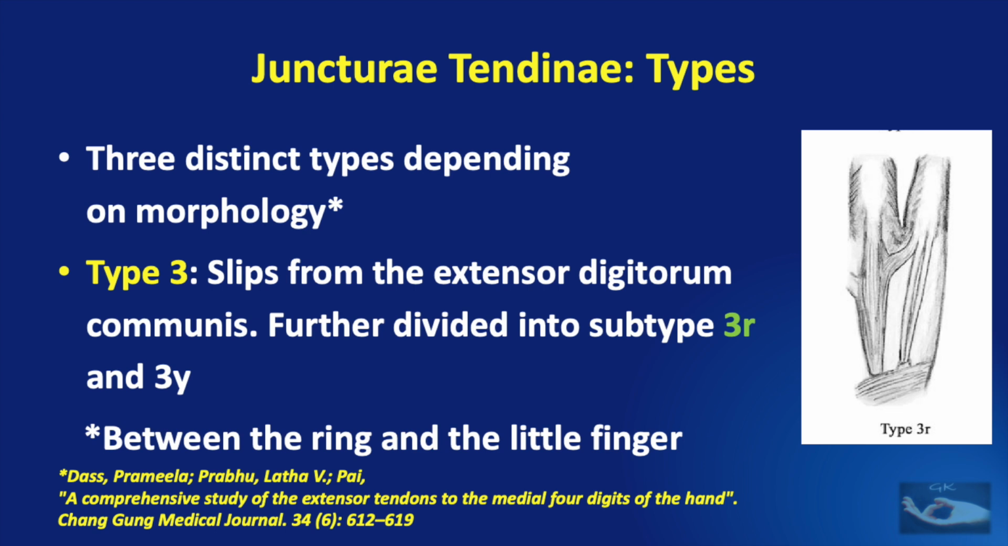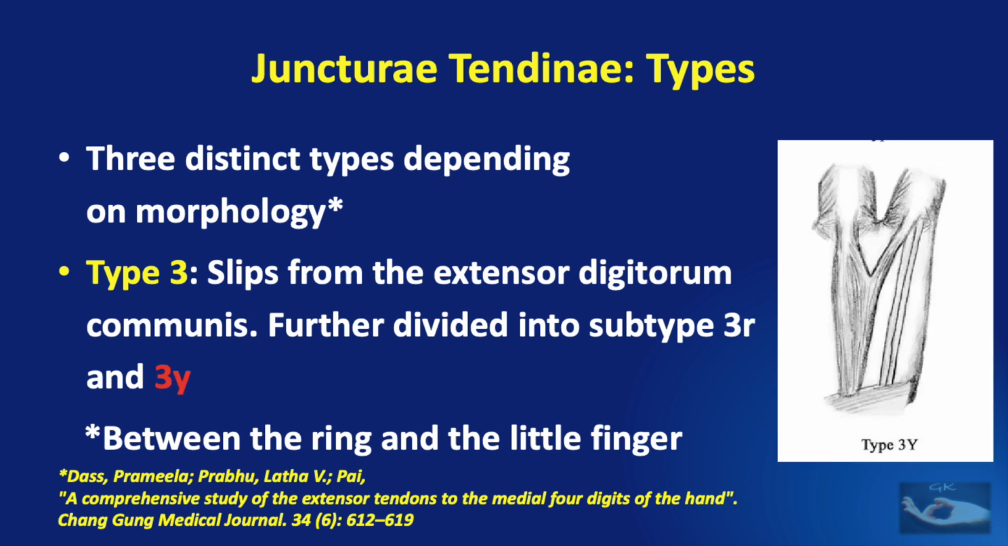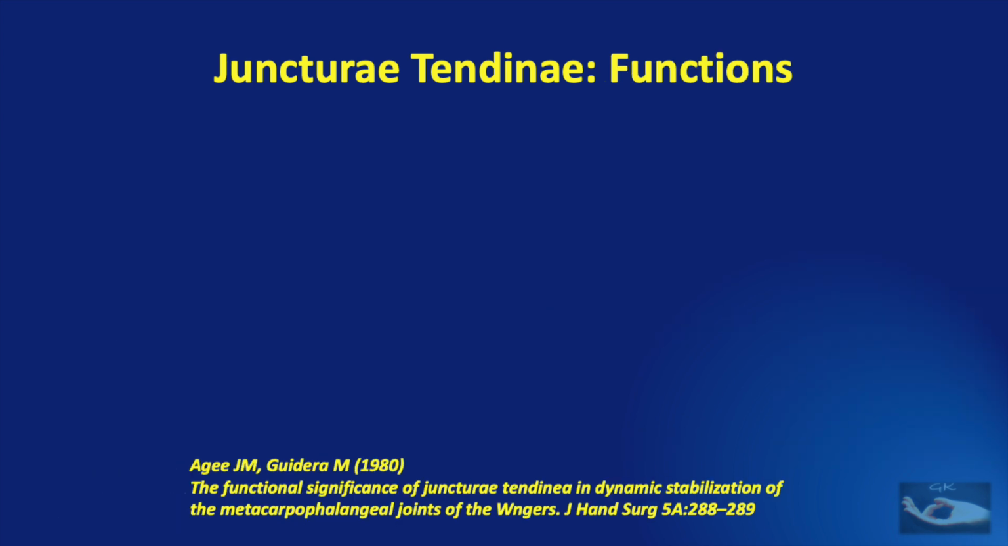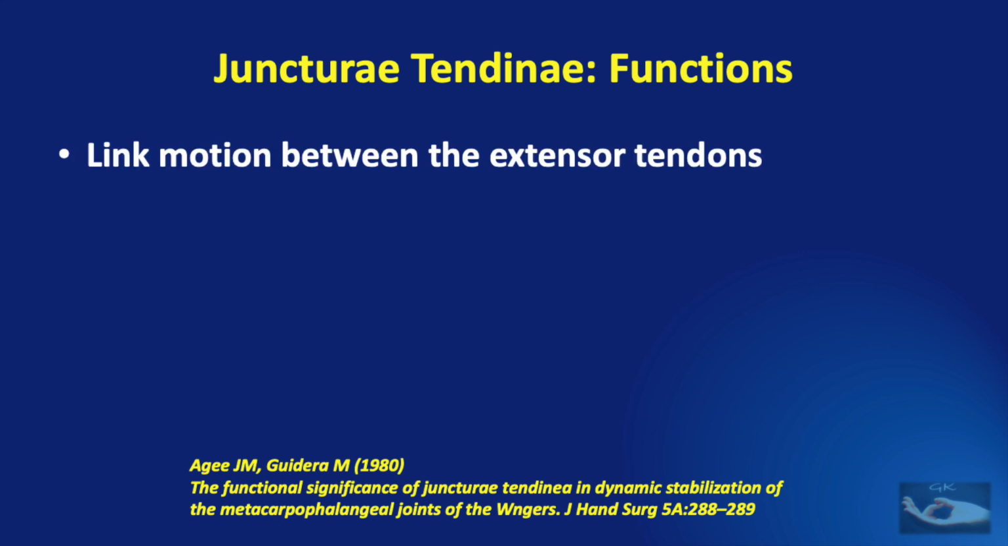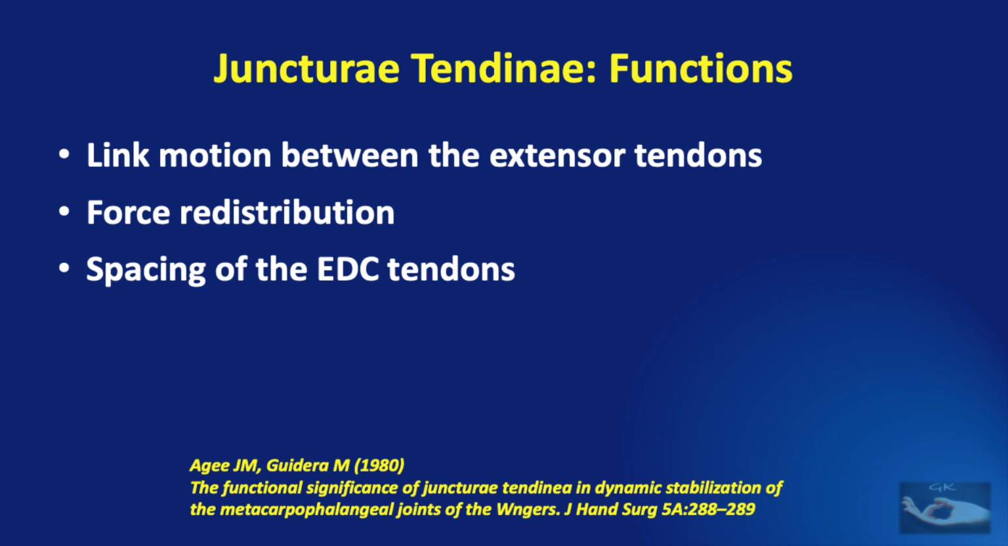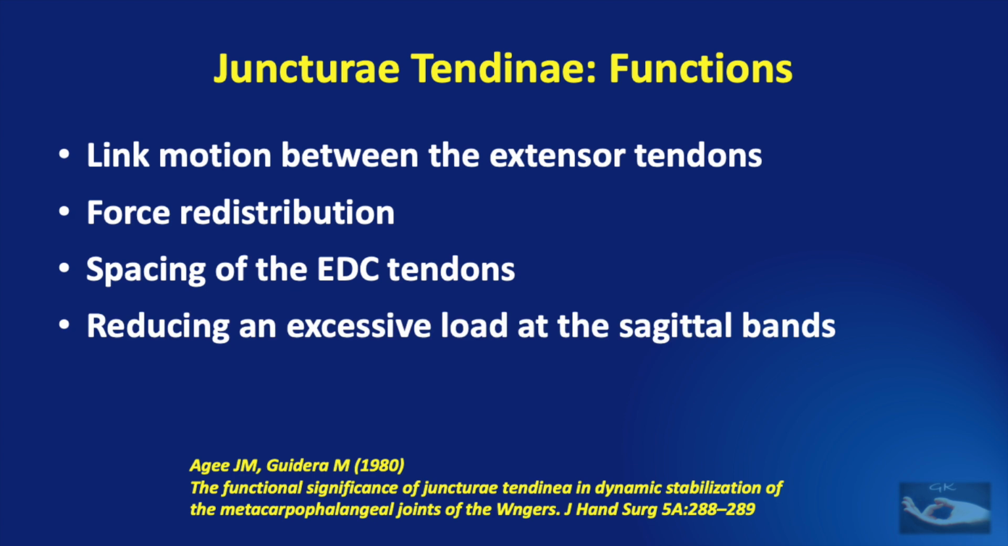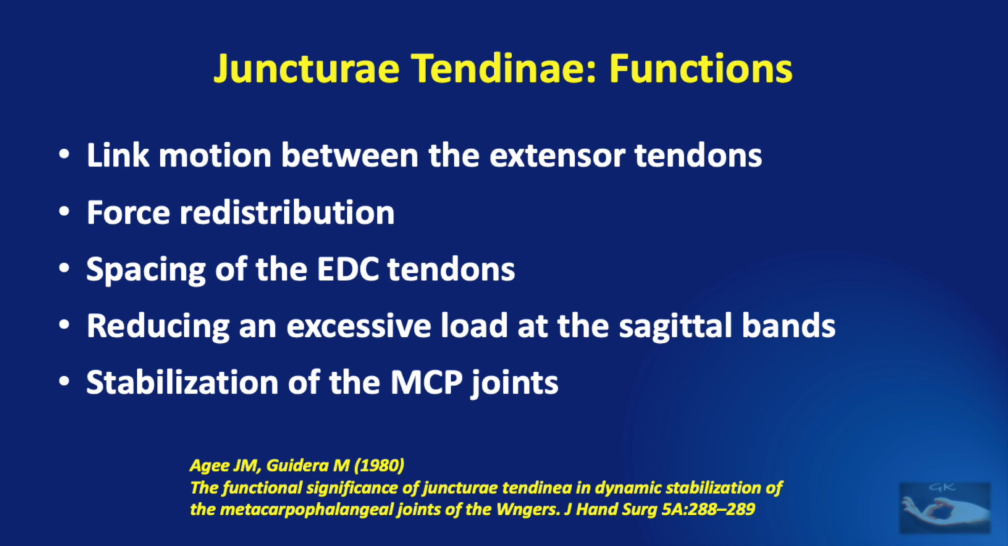This pictorial representation shows the subtype 3R where it is oriented like the small letter R, and the subtype 3Y where it is oriented like the shape of the letter Y. These Juncturae tendinae have very specific functions. They link the motion between the extensor tendons, redistribute the forces occurring during fist formation, and they space the extensor digitorum communis tendons for maximum efficiency. They reduce the excessive load at the sagittal bands, and finally they stabilize the metacarpophalangeal joints.